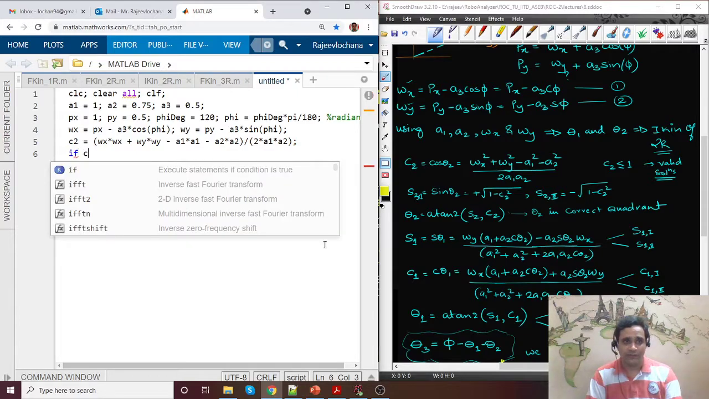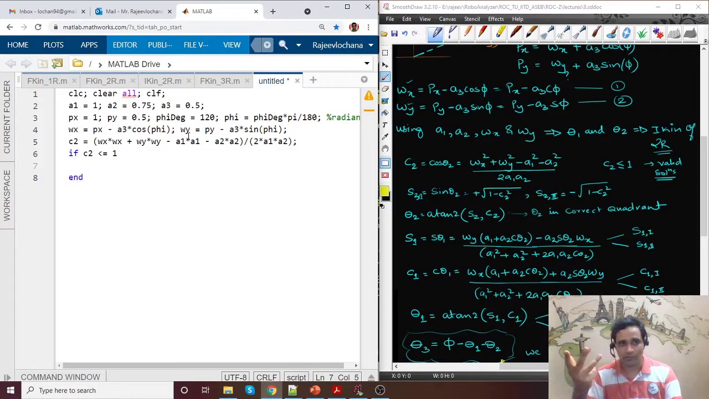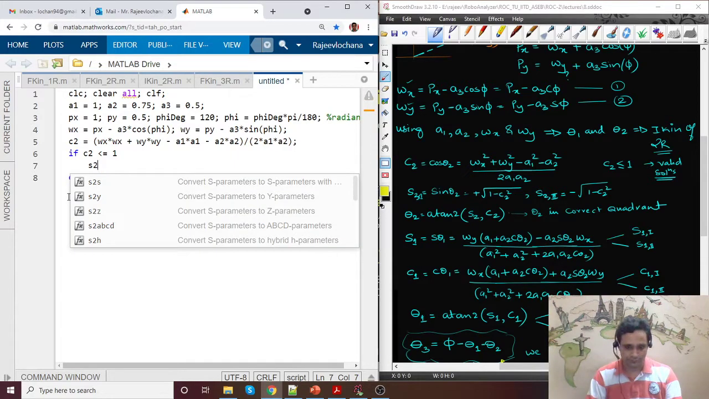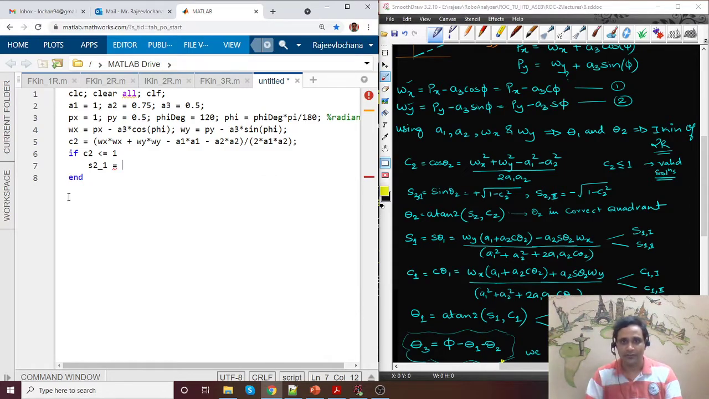Now we want c2 to be less than or equal to 1, then only we will draw it, otherwise we will not draw it. We'll tell the user that the point is beyond the workspace. Somewhere here we have written. Now we'll have s2_1, which will be this term, square root of 1 minus c2 into c2. That is one of the solutions. Similarly, s2_2 will be minus square root of 1 minus c2 into c2.